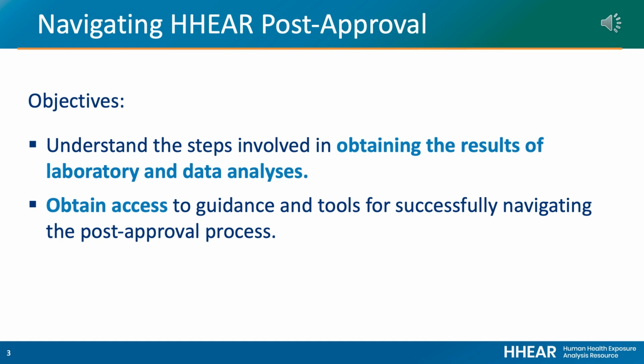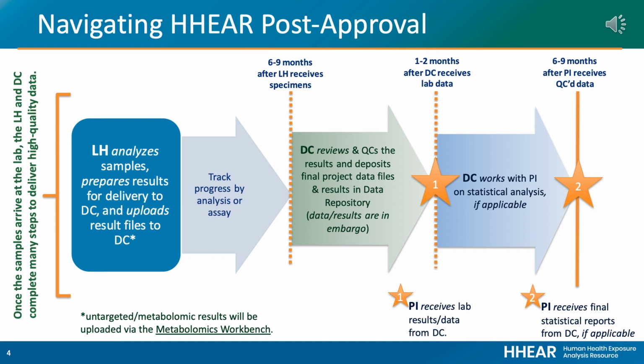Let's get started. You may recall this flowchart from the post-approval process overview. The process in this chart picks up after samples have been shipped to the lab hubs. Please note that the timeframes given in this phase will be in months after the completion of the previous step. Overall, once the labs receive samples, it typically takes 6 to 9 months for lab analyses to be complete and the results to be sent to the data center.